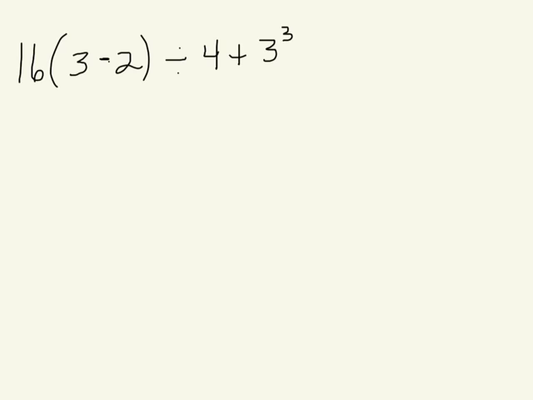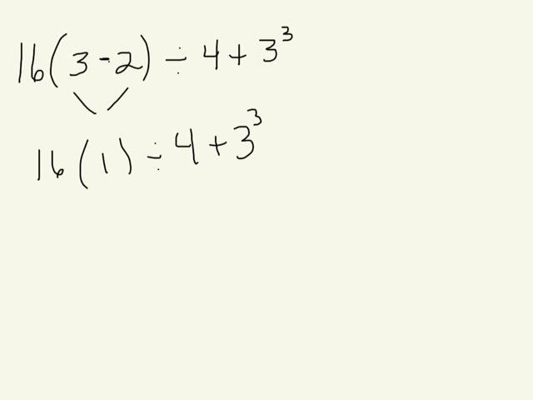Our first example is seen here. First of all, we have to see what we need to do first in our order of operations, which is parentheses. So here we're going to have to take the 3 minus 2 and do whatever's inside the parentheses first. Everything else just gets left alone. Here we have 3 minus 2, which is 1. And again, we write everything else exactly as it appears.